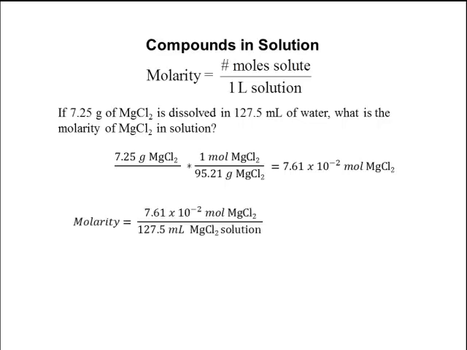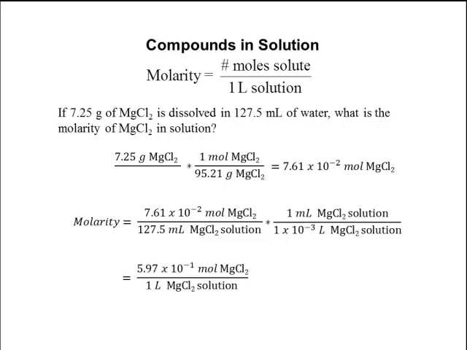Now that I know the moles of the solute, put the moles of the solute over my milliliters of solution. But now keep in mind it has to be over liters of solution. So I've got to convert my milliliters to liters. And so when I carry out that calculation, I end up with 5.97 times 10 to the negative 1 moles of magnesium chloride over 1 liter of magnesium chloride solution. That then is my molarity, and what I can do is write that out in a simplified version, just 5.97 times 10 to the negative 1 capital M magnesium chloride, or 5.97 times 10 to the negative 1 molar magnesium chloride.